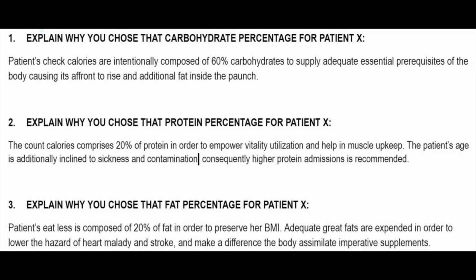And 3, explain why you chose the fat percentage for the patient. So the patient's diet is composed of 20% of fat in order to preserve her BMI. Adequate good fats are consumed in order to lower the risk of heart disease and stroke, and help the body absorb important nutrients.